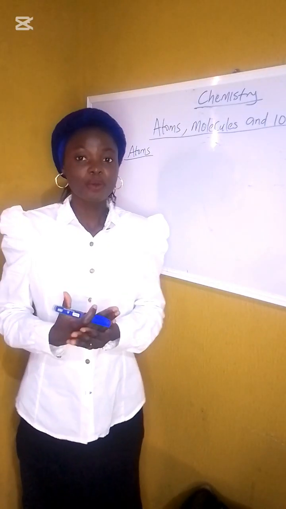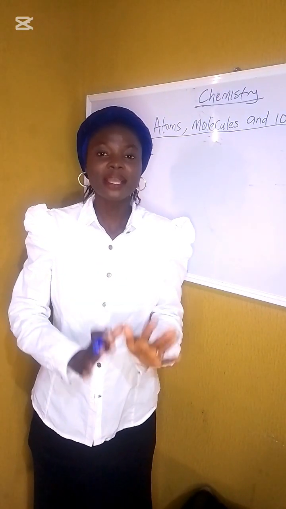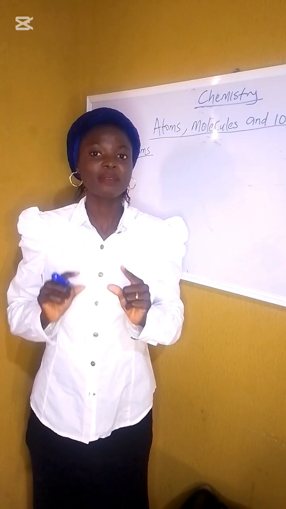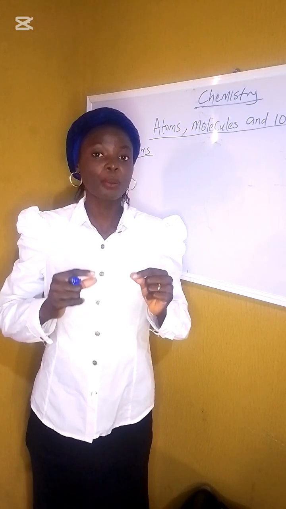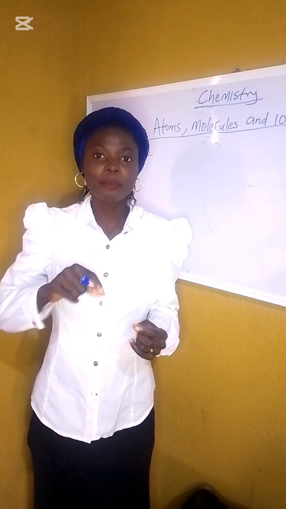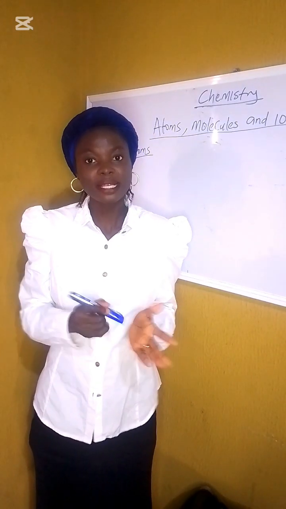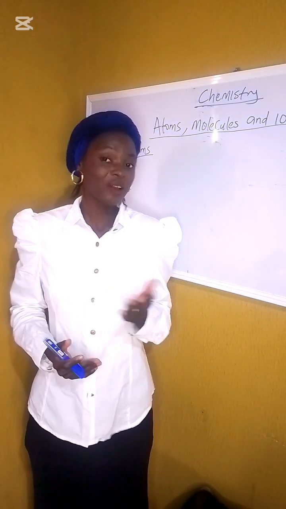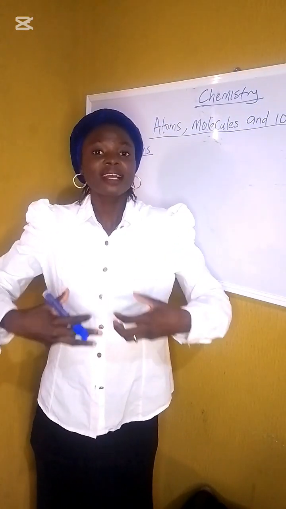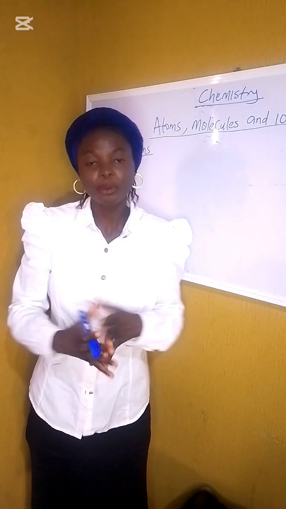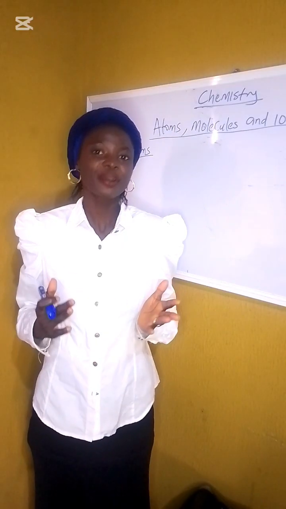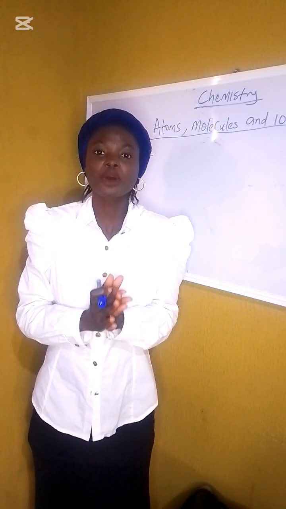An atom is the fundamental particle of an element. That is, an element is made up of an atom or atoms. So an atom is the fundamental, the basic particle of an element. You can also say an atom is the simplest particle of an element and can retain the chemical properties of the element.